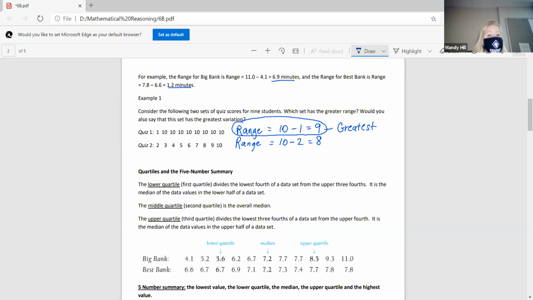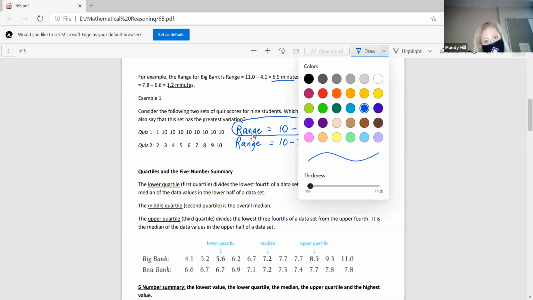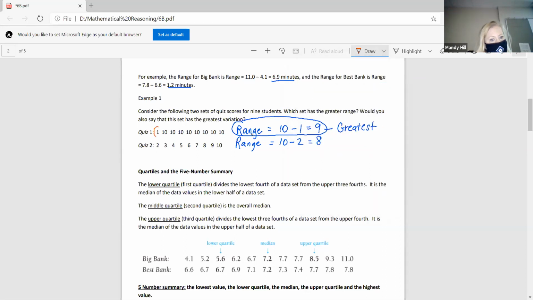And would you also say that this set has the greatest variation? So I would argue on quiz 1 that this number right here, it looks to me like on quiz 1, every single person scored a 10 except for one person, right? And they scored a 1. Okay, I would say that that 1 represents an outlier. That's not normal, right? If everybody else scored 10 and this person scored 1, something happened. They didn't study, or maybe they didn't see that.